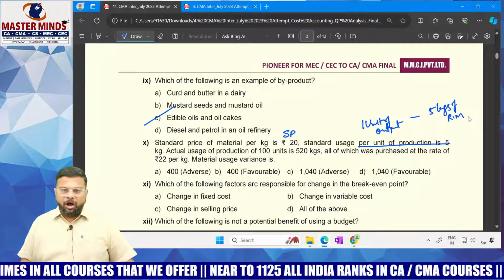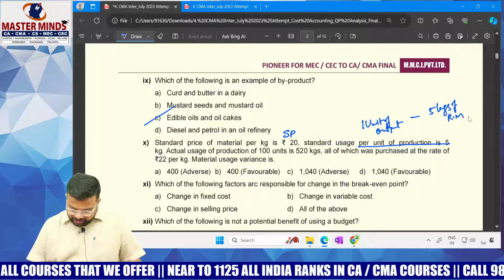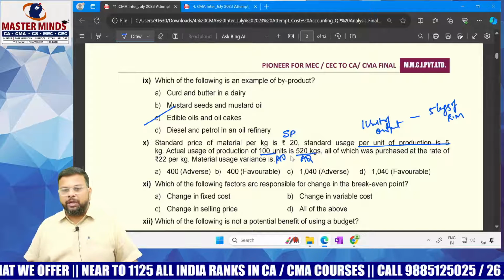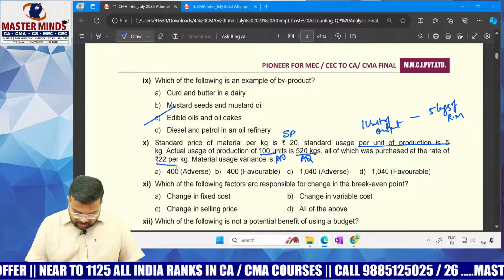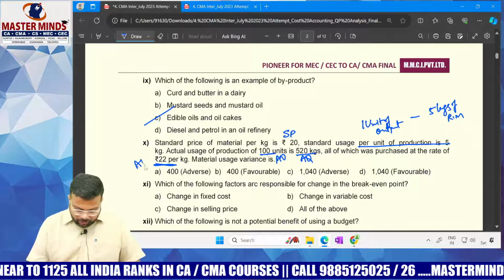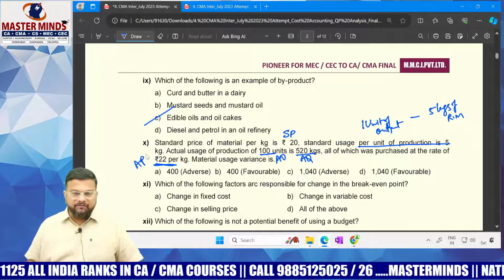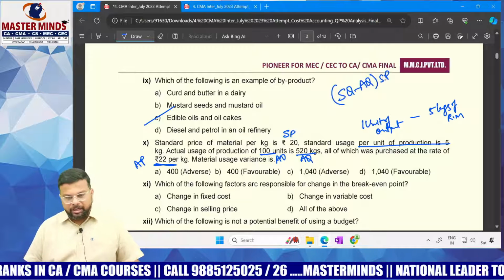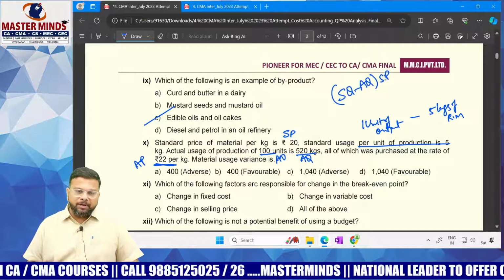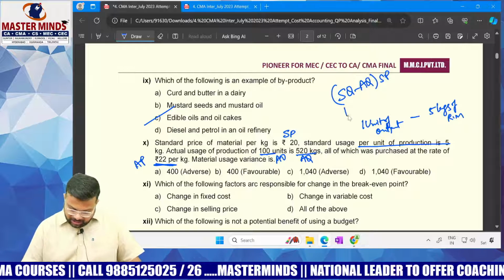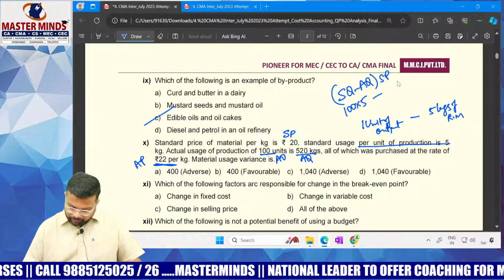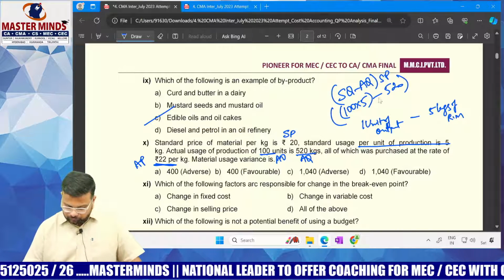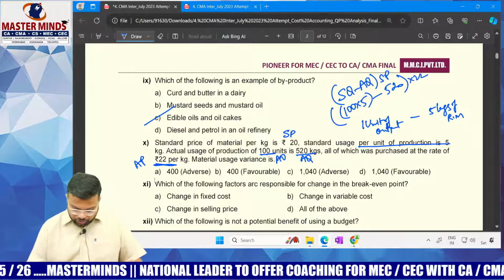Actual usage for production of 100 units is 520 kgs. So this is AQ and this one will be actual output. And this is purchased at the rate of 22 rupees. That is actual price. They are asking us to calculate usage variance. Formula for usage variance is (SQ minus AQ) into SP. What do you mean by SQ? Standard quantity of raw material required for actual output. So that is (100 into 5 minus 520) into 22. So it should be 400 adverse.